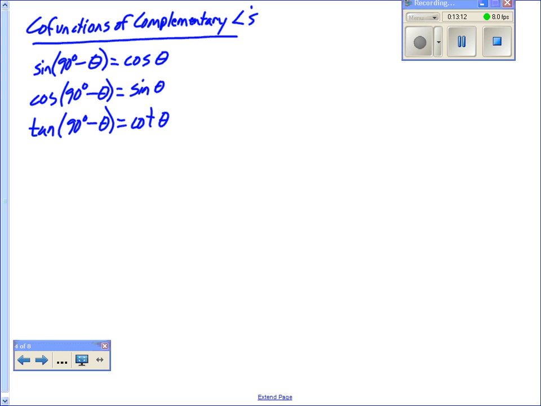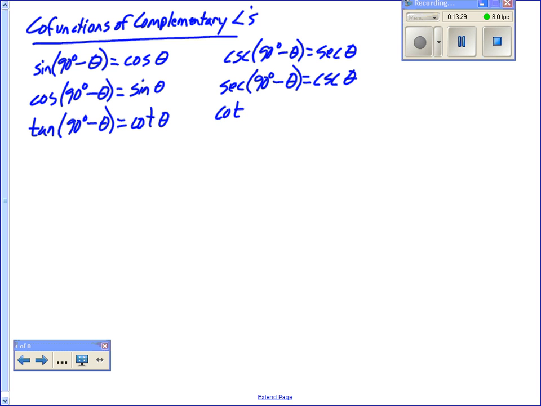Okay, and then this works also for cosecant. So cosecant of 90 minus theta is actually the secant. The secant of 90 minus theta is, guess what? The cosecant. And the cotangent of 90 minus theta is the tangent.